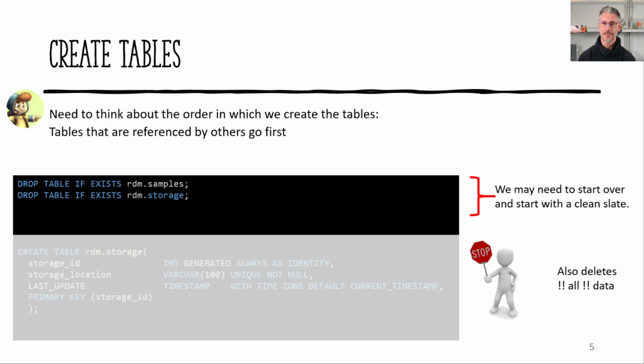So how do we create tables? Here we need to think about the order in which we create the tables, because we need to create the tables that are being referenced first. If we want to start from a clean state, we say drop table if it exists, and then the table that is there, RDM samples, or drop table if it exists, RDM storage. That wipes those two tables from the database.